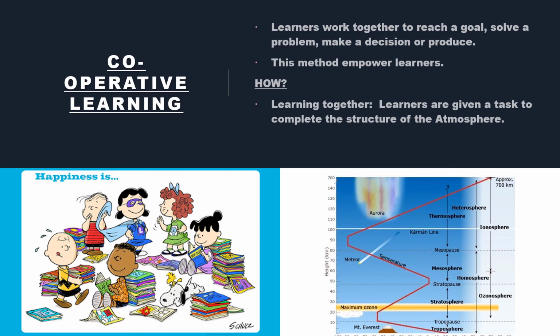Cooperative learning helps the learners to work together to reach a goal, solve a problem, make decisions and produce excellent work. This method also empowers learners. For example, I can use a game called Learning Together, whereby the learners are given a task to complete the structure of the atmosphere. Remember, there are four structures of the atmosphere: troposphere, stratosphere, mesosphere, and thermosphere. Each learner can pick one that they can explain and then combine them, so that they can share and work together effectively by sharing the information.